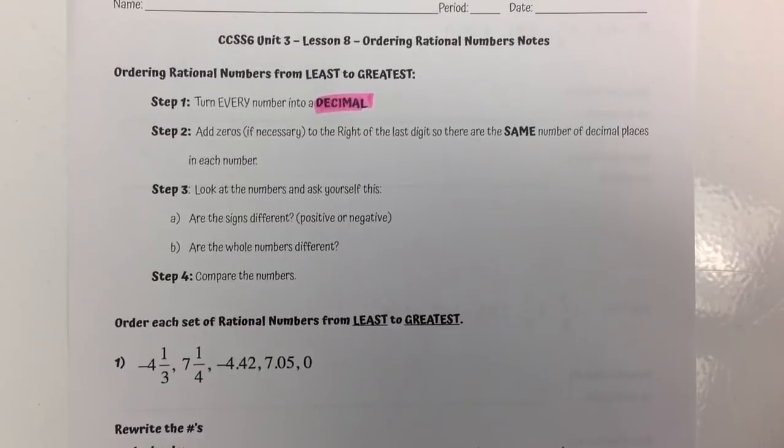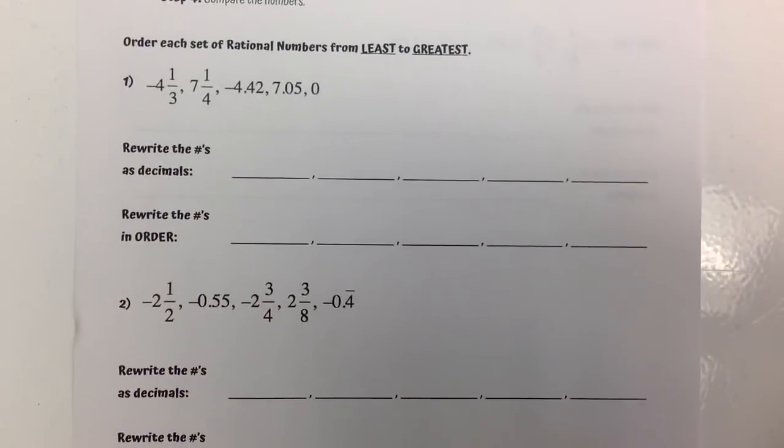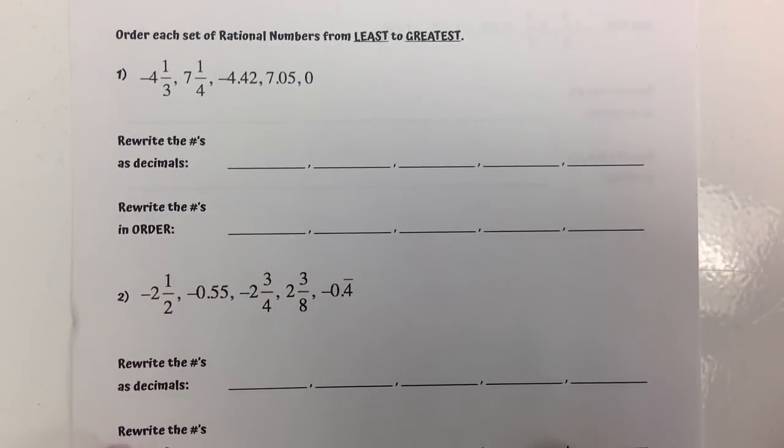So step 2 then would be to add zeros if necessary to the right of the last digit, so there are the same number of decimal places in each number. Then look at the numbers and ask yourself, are the signs different or are the whole numbers different? And then after you've done that, compare the numbers. So let's look at this first set. Order each set of rational numbers from least to greatest.